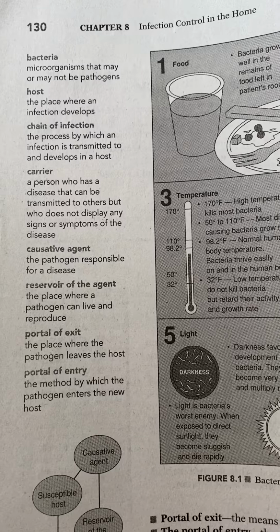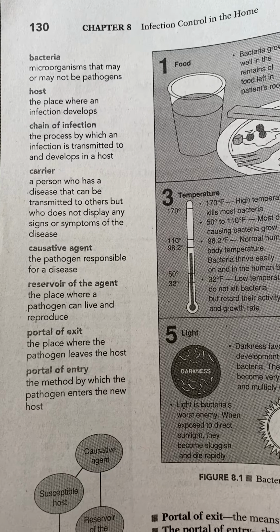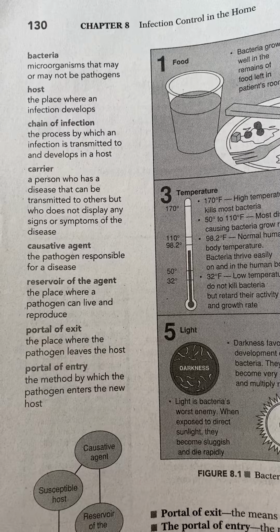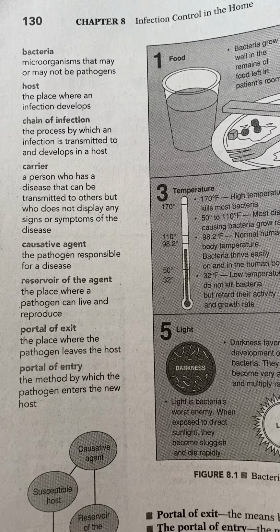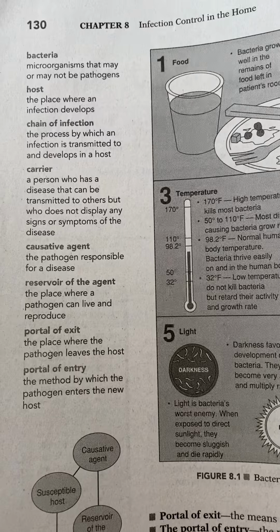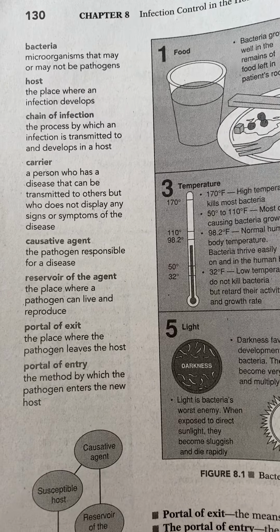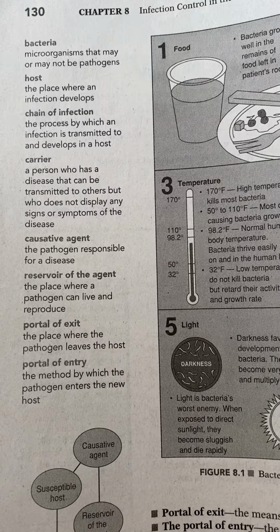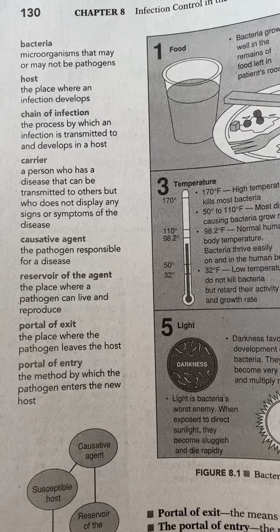Host, the place where an infection develops. Chain of infection, the process by which an infection is transmitted to and developed in a host. Carrier, a person who has a disease that can be transmitted to others but who does not display any signs or symptoms of the disease.